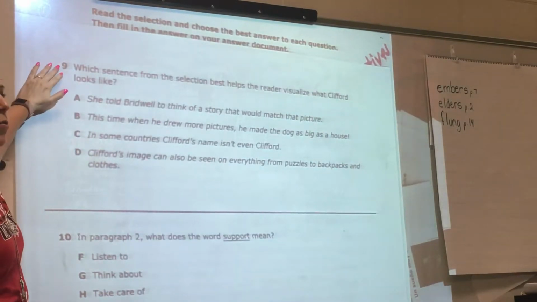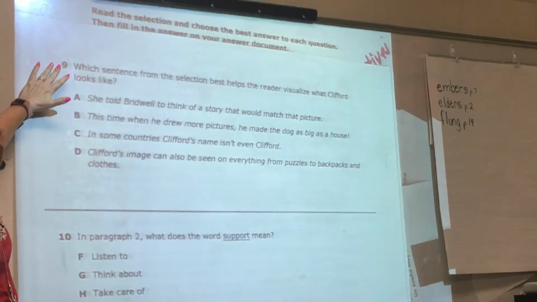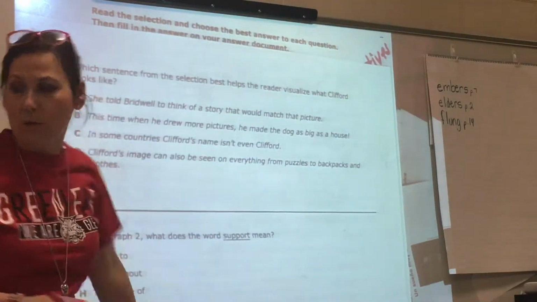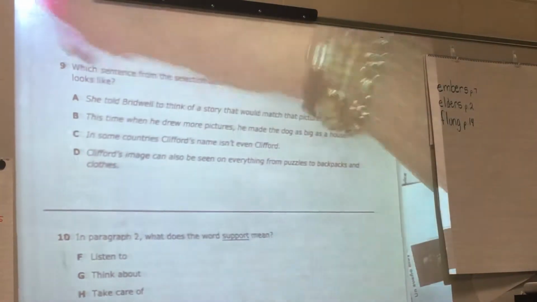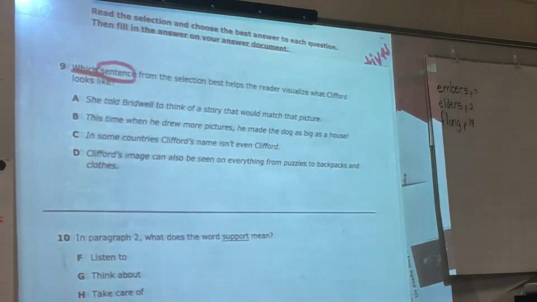So let's go back to the question, and we're going to have to underline, or if you have your highlighters, if you had your pencil, you should have done this at home for homework. Which sentence? So we're looking for a sentence, so that's important. We're going to highlight it or circle it. I know this is a which sentence, so it's one of those.